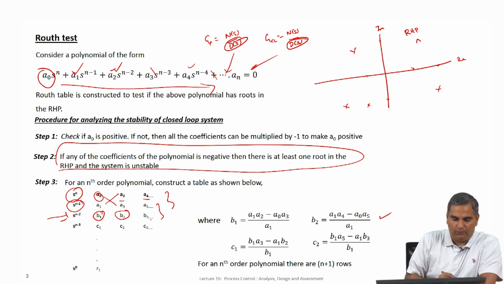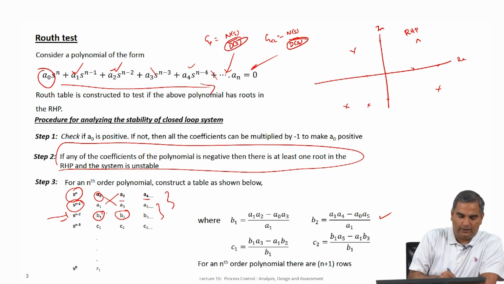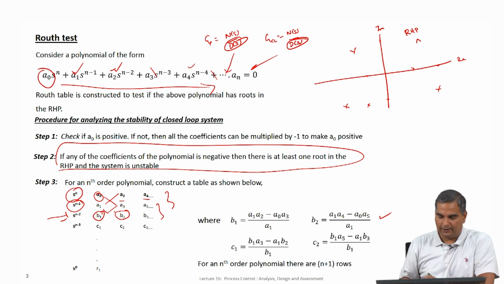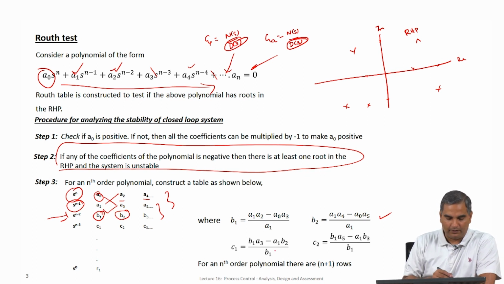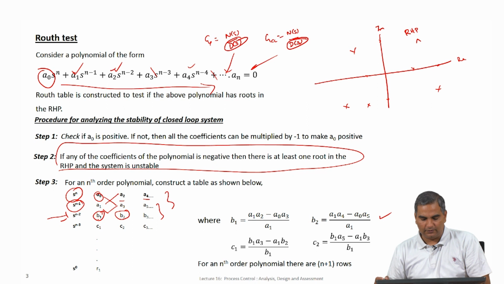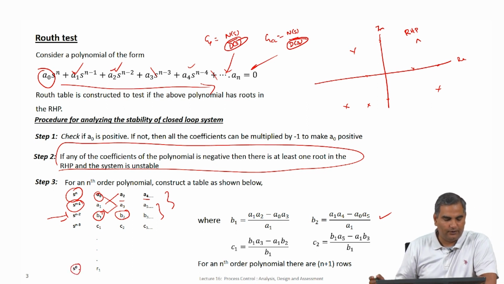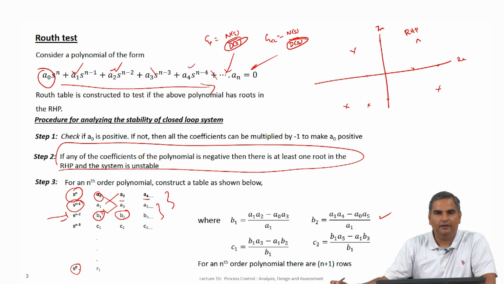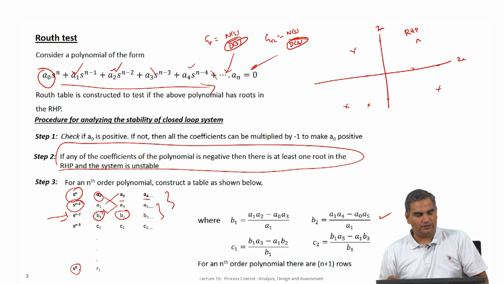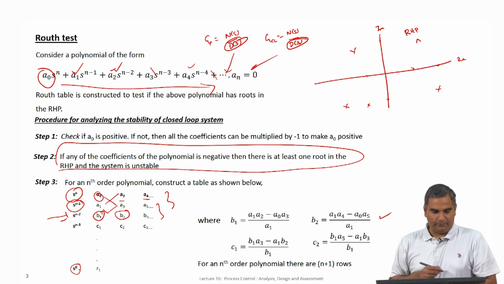If I use the same rule here for C1, I should do B1 A3 minus A1 B2 divided by B1. That is what I have. If I want C2, I should use B1 A5 minus B3 A1 by B1, and so on. You can keep doing this, and since I am going up to s power 0, if I have an nth order polynomial, I will have n plus 1 rows filled out. I hope this procedure is clear. We will look at examples down the line to understand this procedure in terms of the mechanics of these computations.